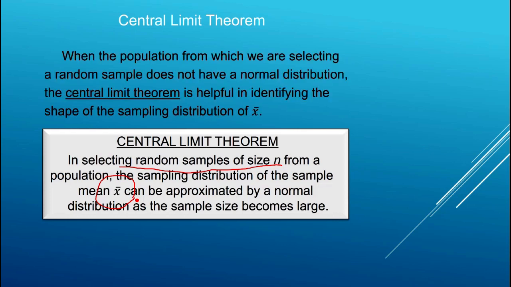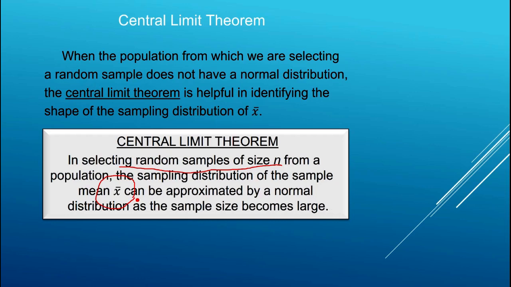So if the population from which we are selecting a random sample does not have a normal distribution... again, if it has a normal distribution, no problem. No matter what the sample size is, you're going to have a normal sampling distribution for the mean. But if the population isn't normally distributed, then you need a large sample, and you can apply the central limit theorem, and it will tell us that the sampling distribution of the mean can be treated as though it's normally distributed.